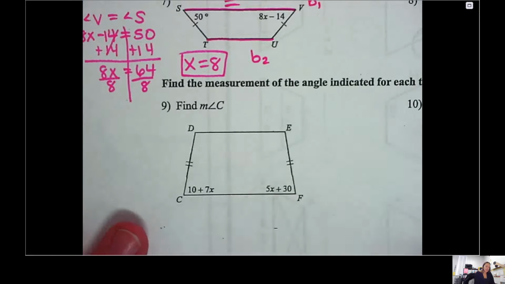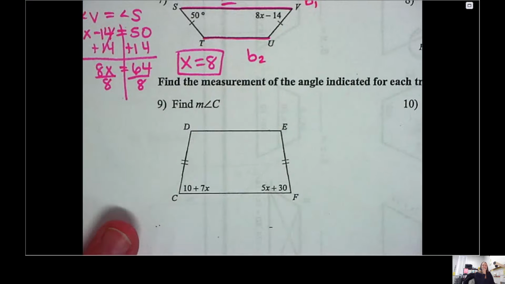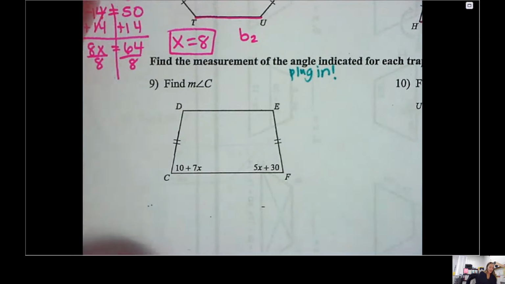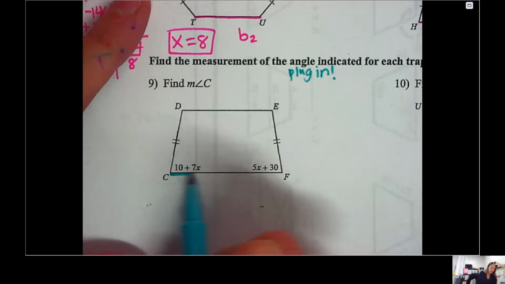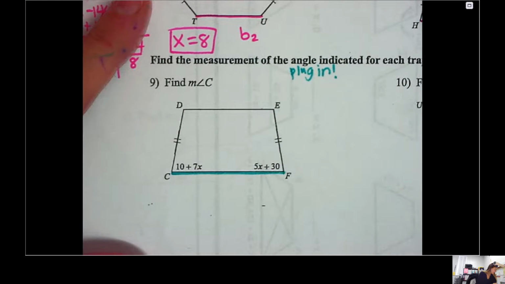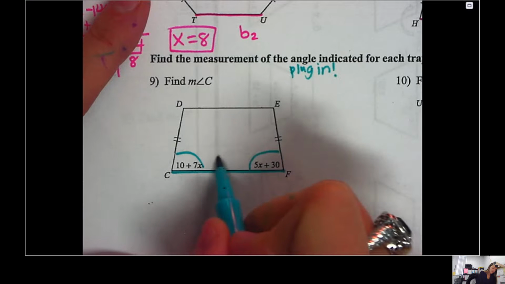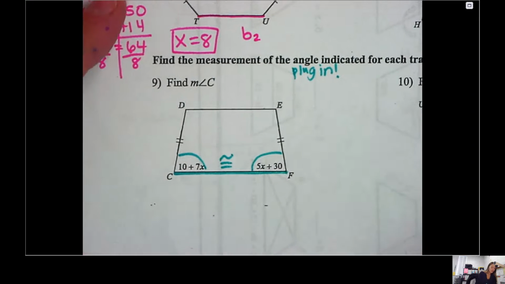This time it asks me to find the measurement of the angles, which means I'm going to have to solve for x, and then I'm going to have to plug in for both of them. Okay, find the measure of angle C. Now, I've got two angles that are on the same base, so because of that, they are exactly the same. They're congruent, so I can just set the two equations equal.